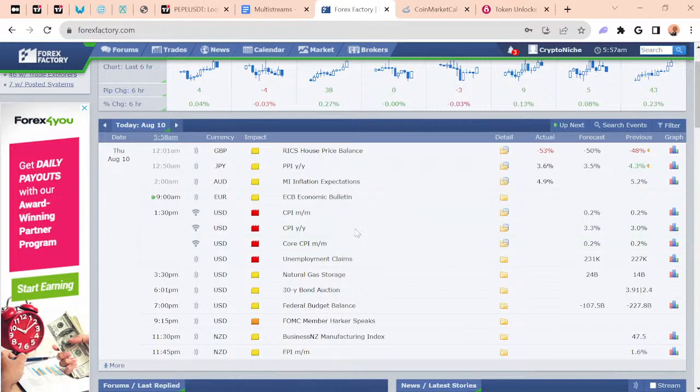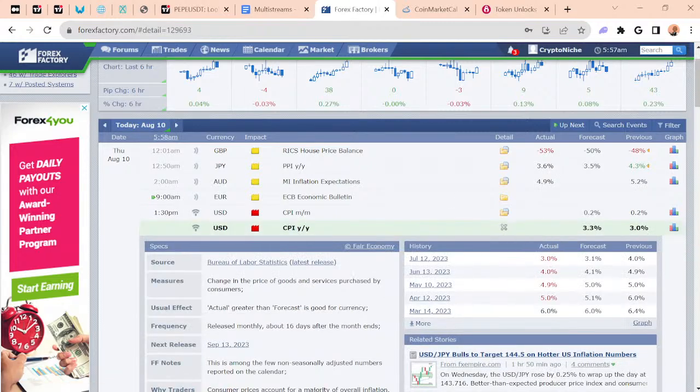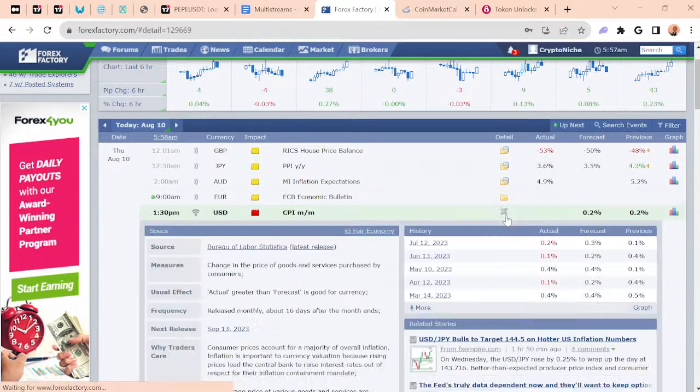If you look at the CPI year over year, which is very important, you see that the CPI has been going down gradually. Actual greater than forecast is good for the currency. If the actual CPI today is greater than the forecast for the CPI year over year, then that is good for the dollar. What is good for the dollar is good for other currencies tied against the dollar, isn't it? Look at this month over month also: actual greater than forecast is good for the currency. You have to take note of that.